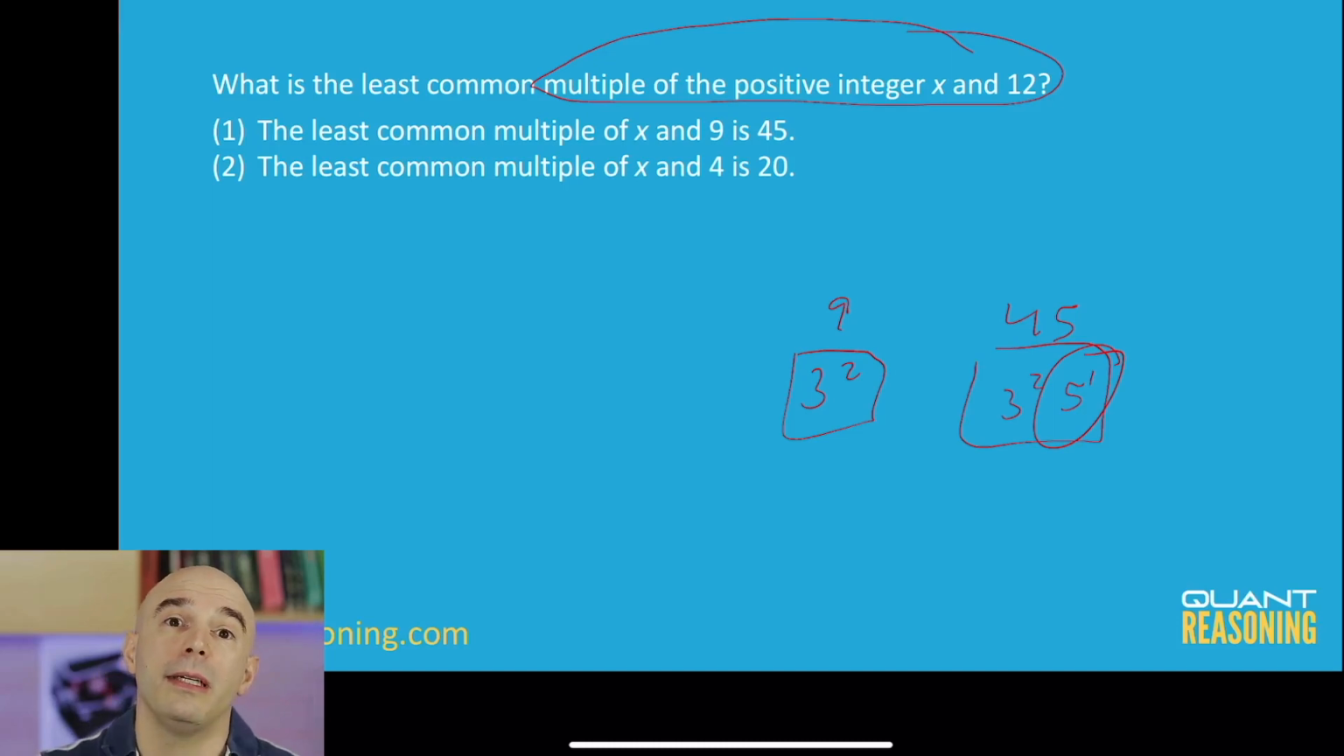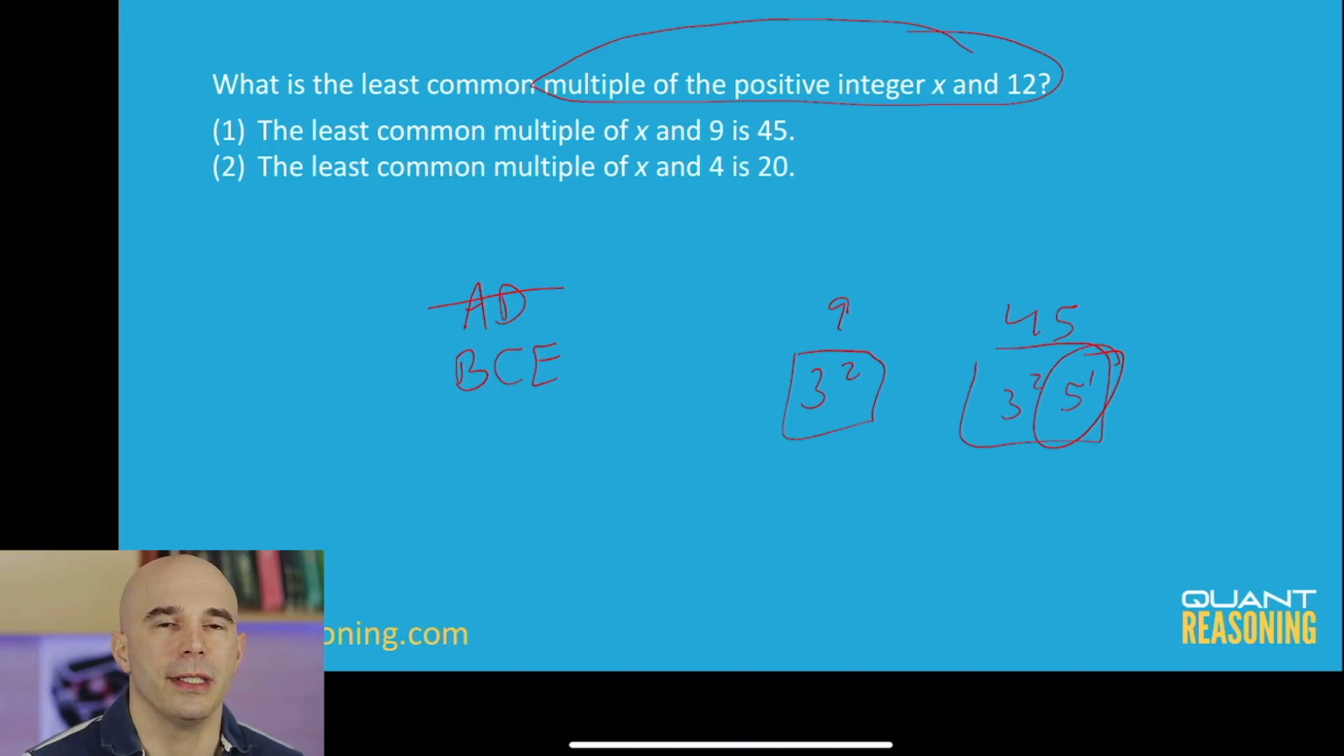Statement 1 leaves me in an uncertain place. Does it have fewer than 2 3s, or does it have 2 3s? Those will lead to different answers. So statement 1 is not sufficient on its own. We can go ahead and eliminate the answer choices that claim that it is sufficient on its own.